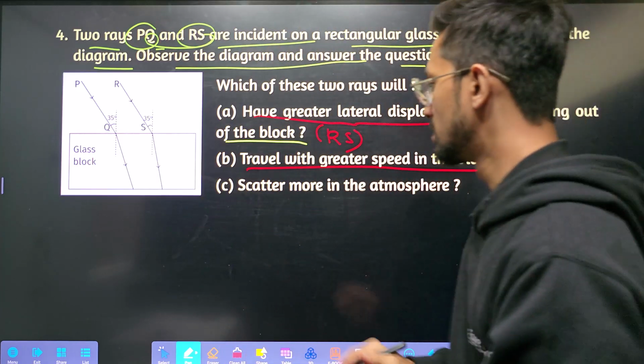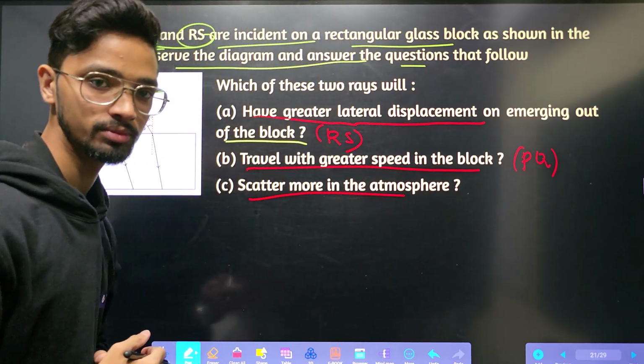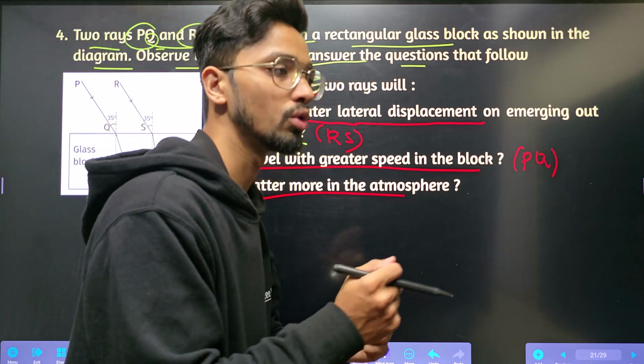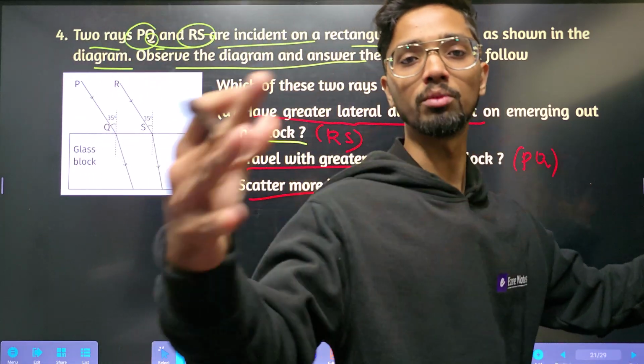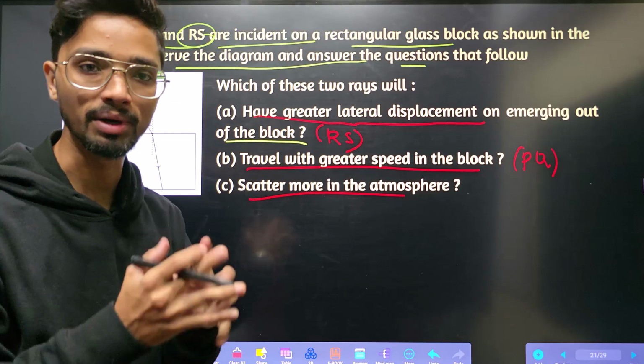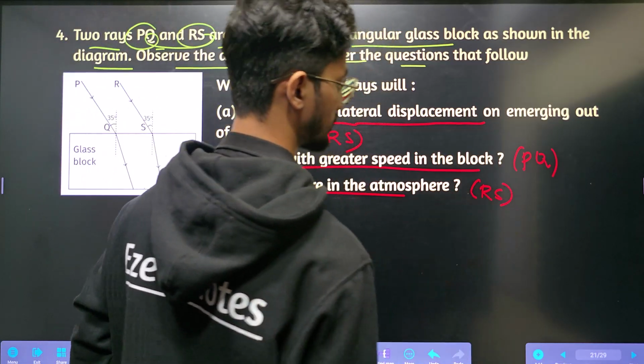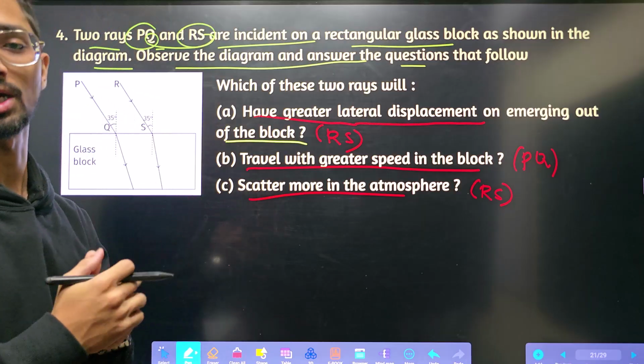Scatter more in the atmosphere. Which will travel slow? It might scatter more. Answer will be RS. Slower the speed, more is the scattering.